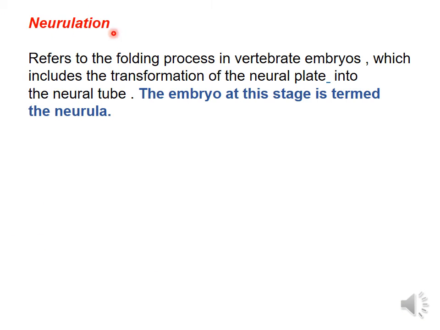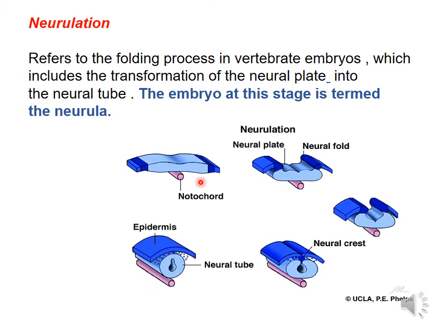Neurulation is a process that refers to the folding process in the vertebrate embryo. This includes transformation of the neural plate into neural tube, where the embryo at this stage is termed neurula. This is the notochord. It starts giving signals to the overlying ectoderm. Here, this area will be thickened, forming the neural plate. This is the neural plate.